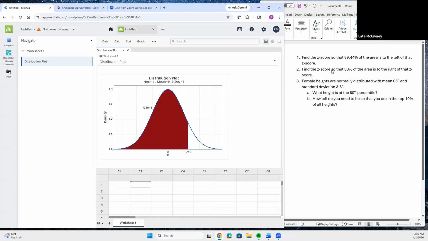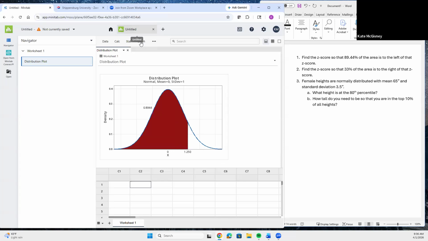Likewise, to do the next problem, we want a z-score so that 33% of the area is to the right of that z-score. So if we want 33% of the area to the right, you can see that your z-score is going to be somewhere in this range.